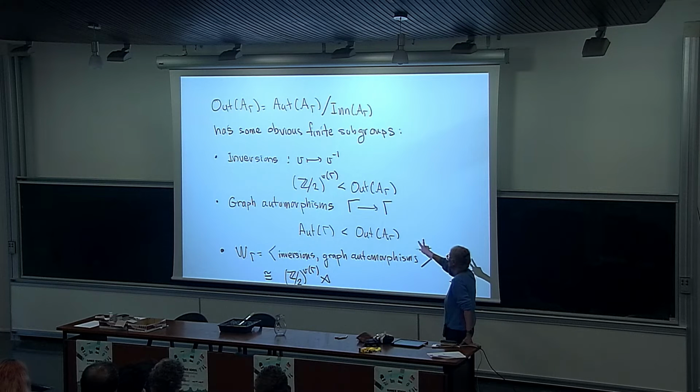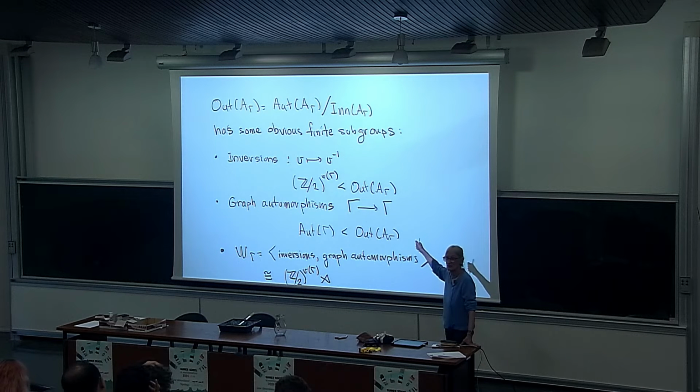Another thing that you can do is if you take your graph and you perform an automorphism of the graph, well, edges go to edges, non-edges go to non-edges. So it also preserves the commuting relations. So any graph automorphism gives you an automorphism of the group A_Γ, and there's only a finite number of graph automorphisms, so you get a finite subgroup of Out(A_Γ).